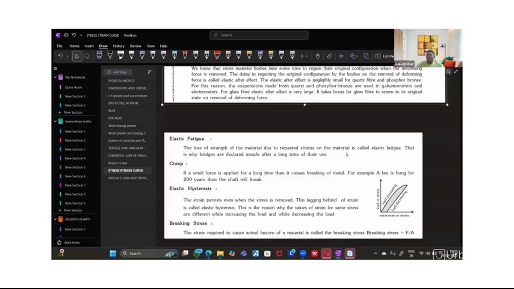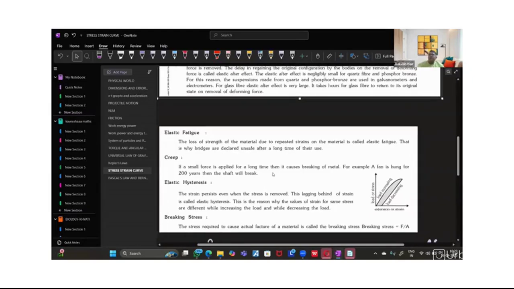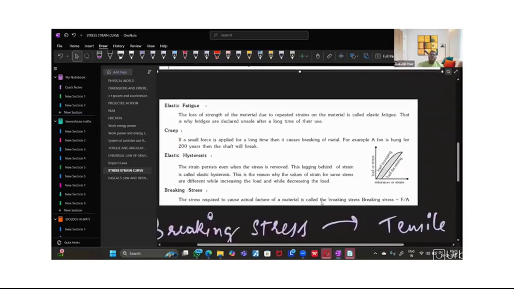Creep. This term is not there in the NCERT, but it is important for all the exams. If a small force is applied for a long time, it causes the breaking of that particular metal. For example, if a fan is hung for 200 years, the shaft will break, without even any visible changes. That is known as creep. Quite an ironical word.